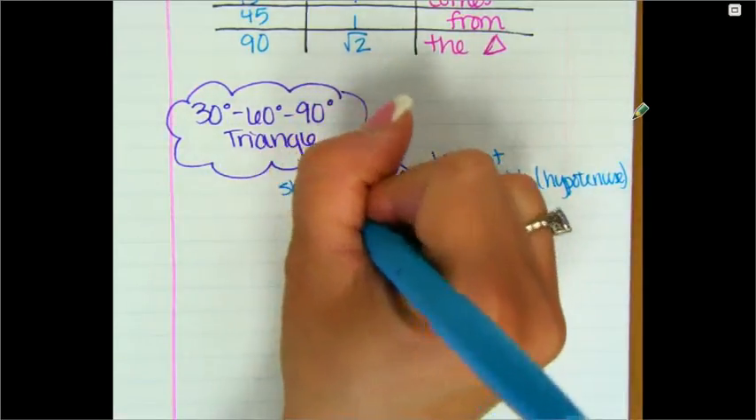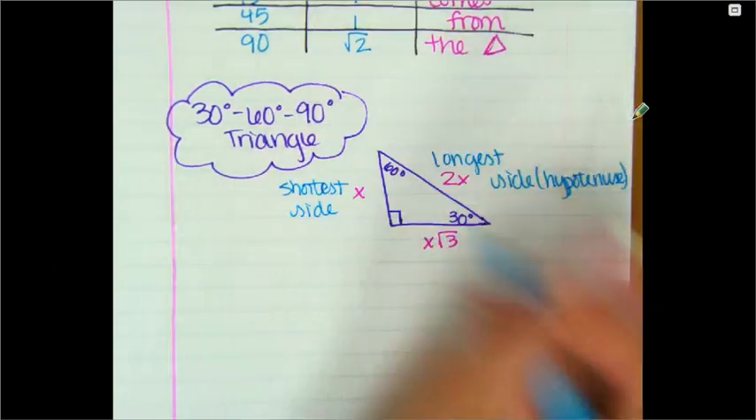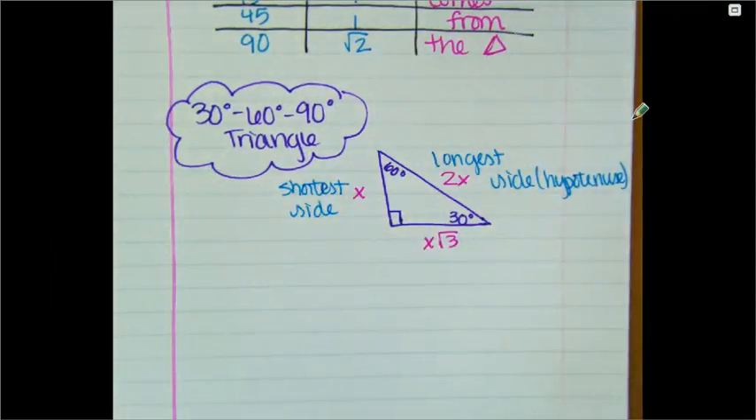Why is that the shortest side? Let's think about this. If I take the door and I open it, but I only open it 30 degrees, is it going to be open a lot or a little? A little. Now if I open it 60 degrees, what happens? You open a lot. Opens more, and 90 degrees is all the way open, right? Does that make sense? So 30 degrees is a little bit, 60 degrees is a little bit more, but 90 degrees is all the way open. So the 30 degree side is always your smallest side.